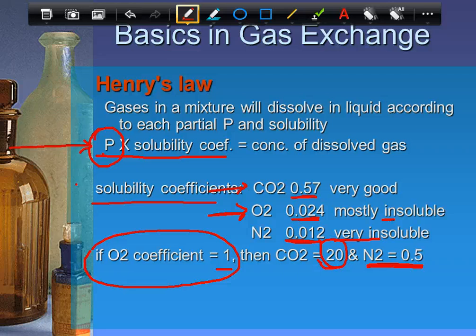So look what's going to happen. You increase that value of pressure, and the solubility coefficient is always going to be 0.012 for N2. But the concentration of the N2 that is dissolved goes up. When you dive, you get more and more N2 dissolved in your blood. We'll talk about that problem at the very end.